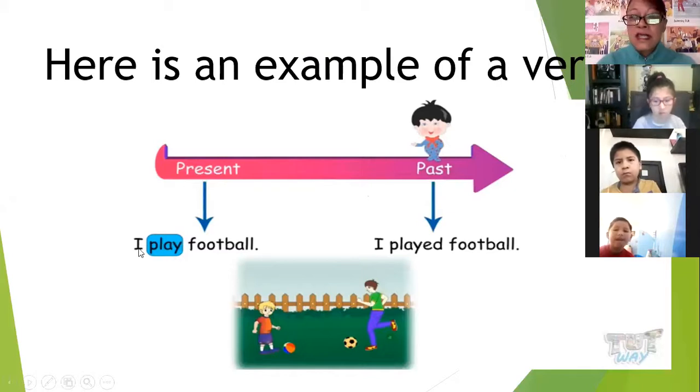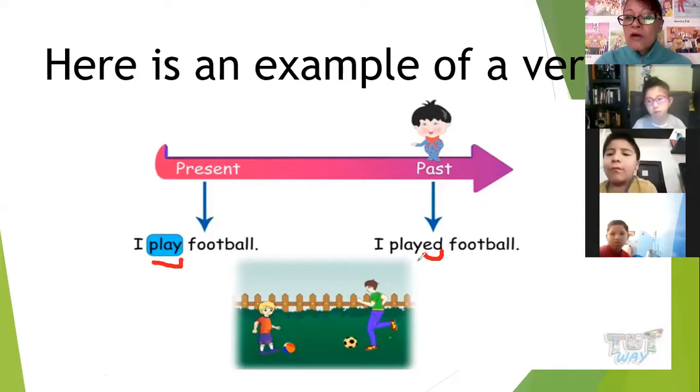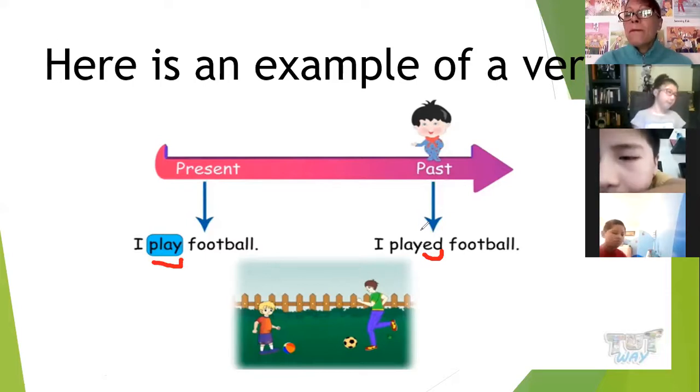For example, the first example is: I play football. In past, I played with ED, I played football. Okay? Look at this part of the verb. This part makes the past in the verb. The verb is only P-L-A-Y. When you use past, we need to add E-D. But when speaking, we only pronounce played without the E, played. Repeat with me, played, played, okay?